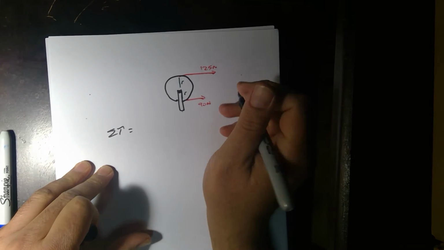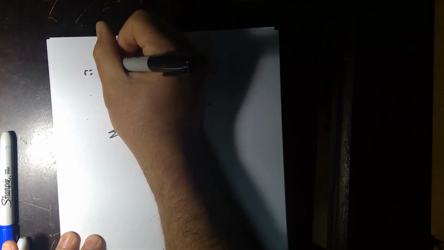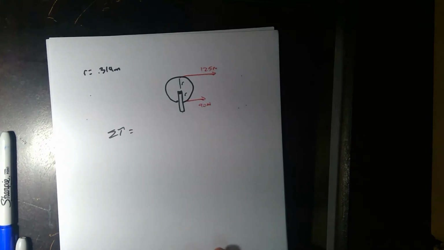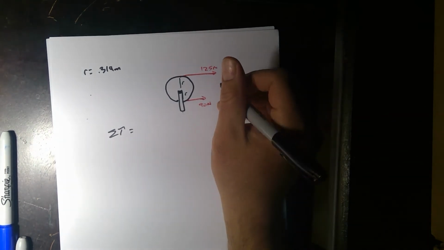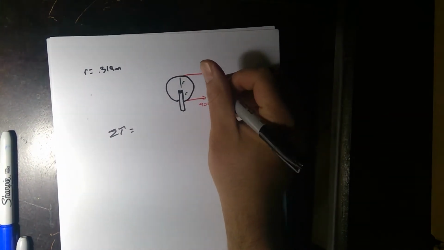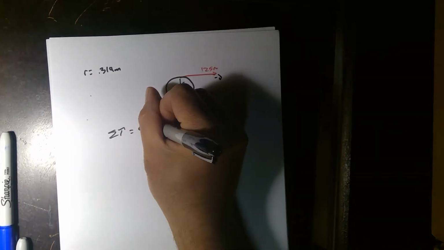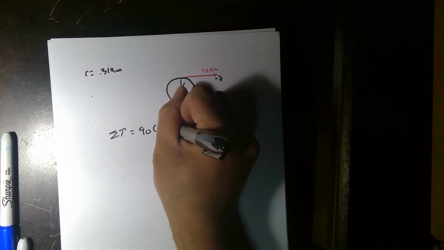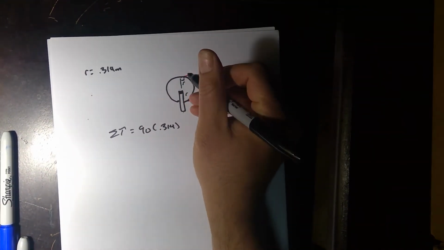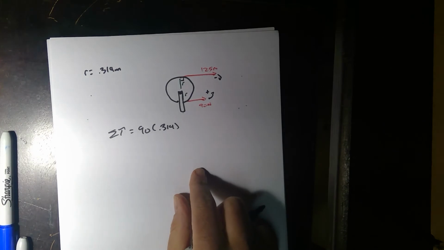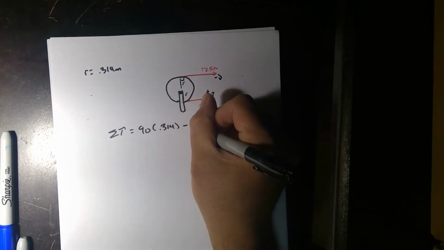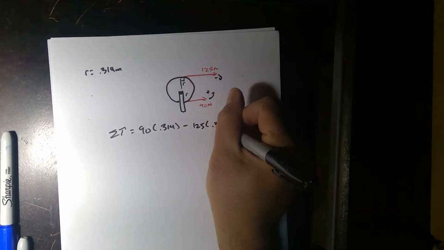Let's see what it is. The radius here is what? 0.314. So if I want to go for my net torque, it's pretty easy here. This one is going to be positive. This one's going to be negative. Let's do the positive first. 90 times 0.314. Notice there's a 90-degree angle between the force and the distance to pivot point, so I don't have to worry about sine theta here. Negative force, you've got negative 125 times 0.314.